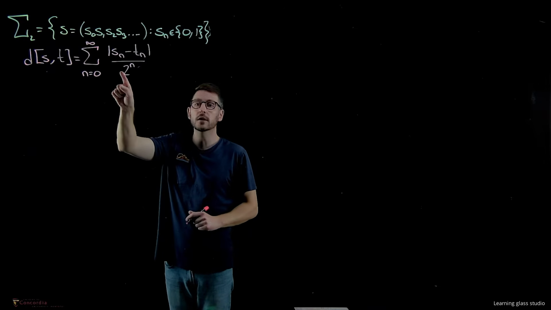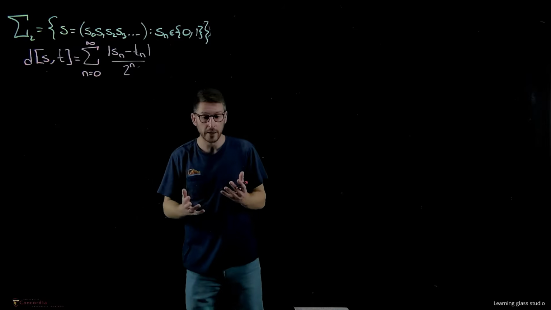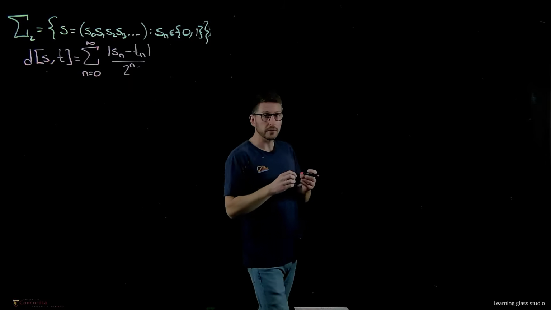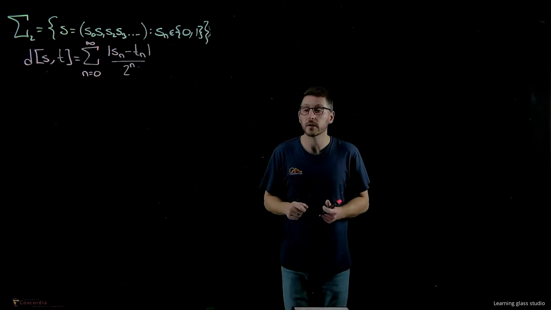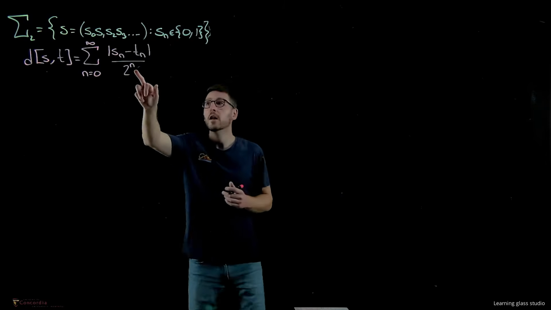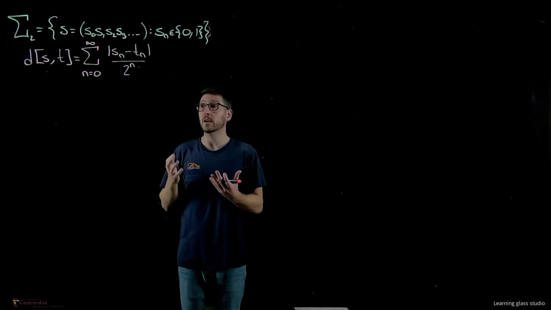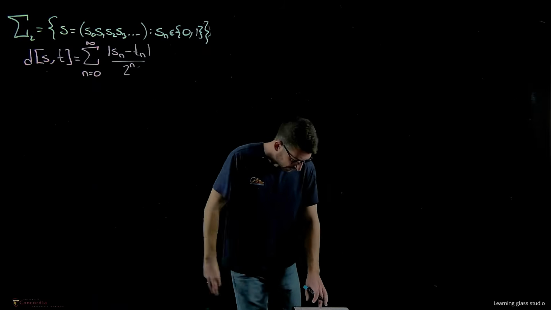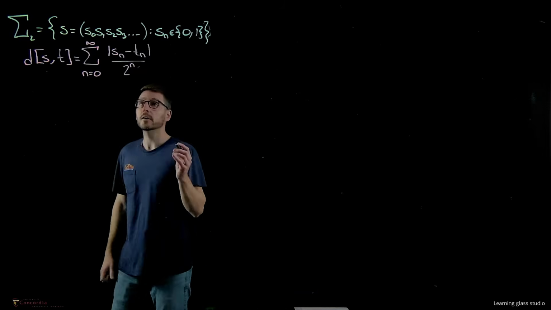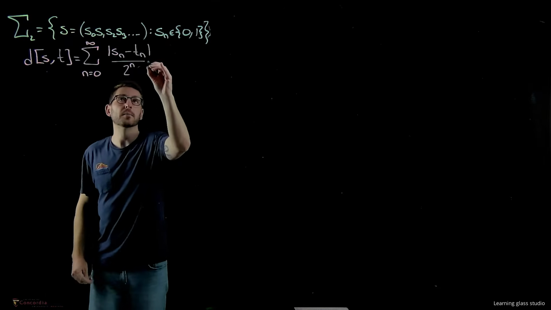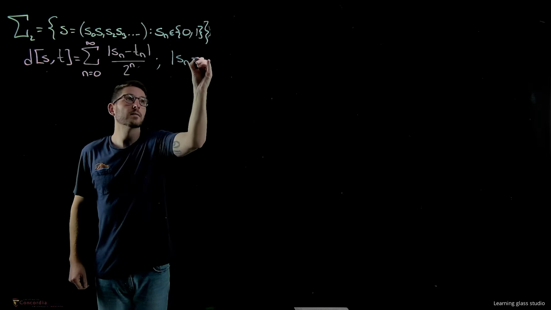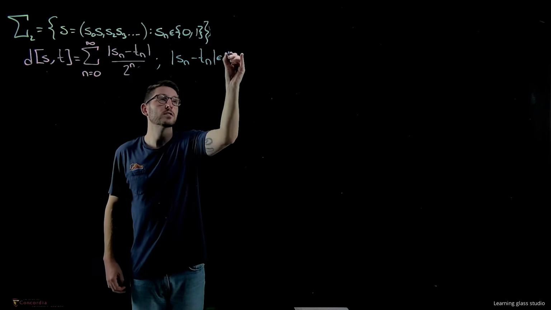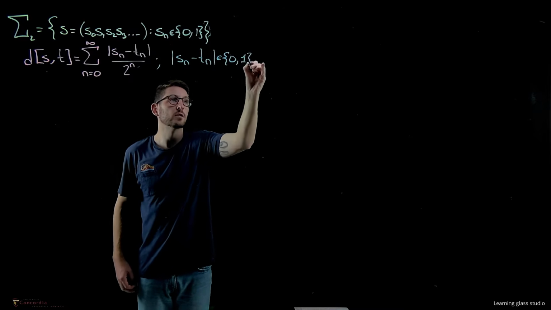So the first entry of the sequence gets the largest weight. It has 2 to the 0. And then the next element of the sequence is the second most important. The third element of the sequence is the third most important, and so on and so forth. The 100th element here is not really all that important. This is a decaying metric. And essentially, what we can see here is that this element, s_n minus t_n, because these two things are between 0 and 1, this thing has to also be between 0 and 1.